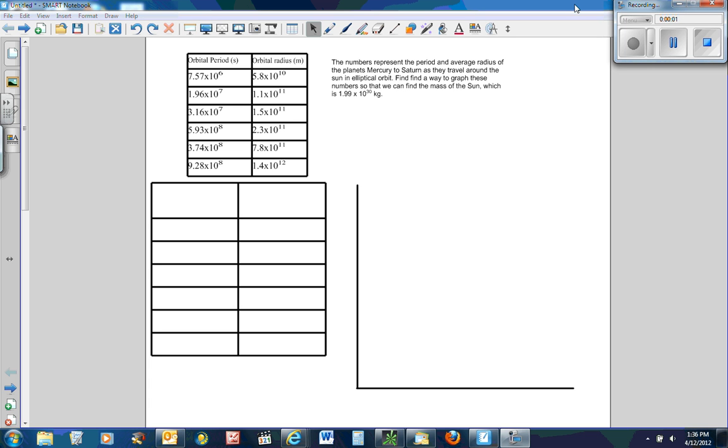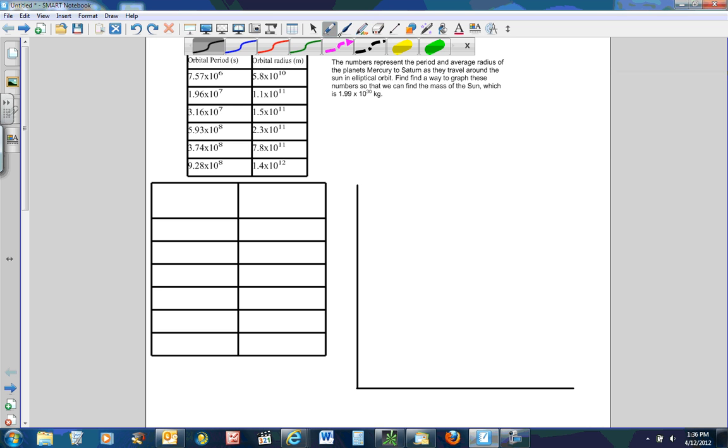We're going to do a problem here that's kind of interesting. I looked in the book and I found, whoops, let me get my marker going here. Maybe. There we go. And I looked up orbital periods and orbital radius of Mercury all the way through Saturn. And I wrote those down in this table. And the question is, can I use this data somehow to find the mass of the sun?